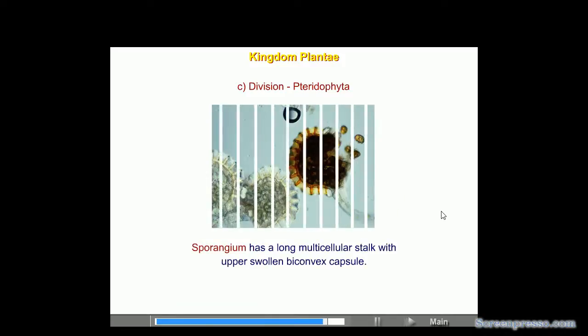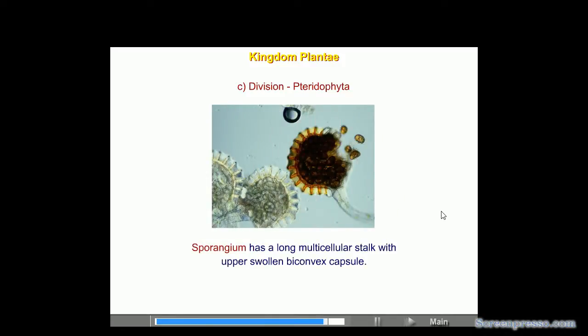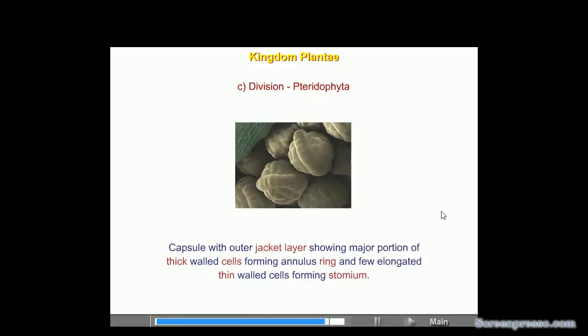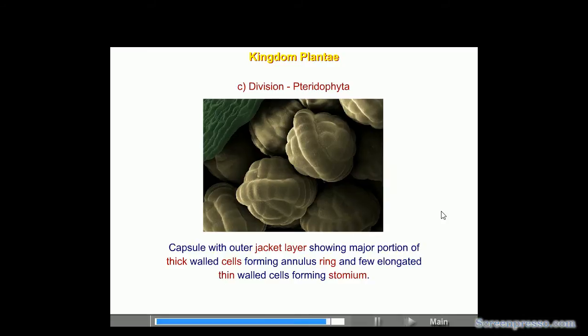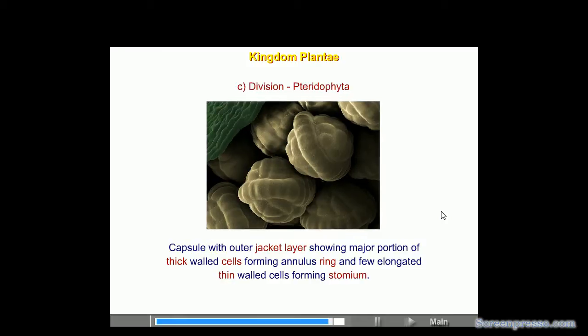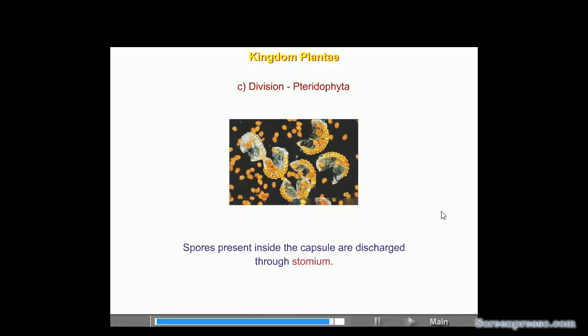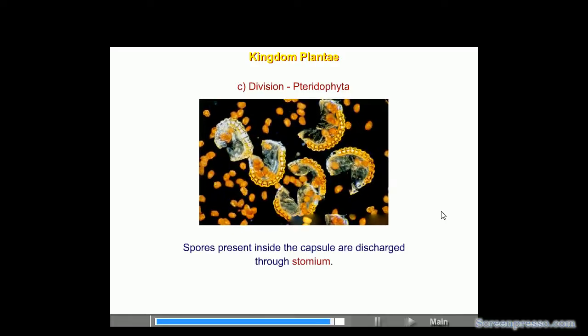Sori are green in color in young condition and become brown at maturity. Sporangium has a long multicellular stalk with an upper swollen biconvex capsule. Capsule with outer jacket layer showing a major portion of thick-walled cells forming the annulus ring and a few elongated thin-walled cells forming the stomium. Spores present inside the capsule are discharged through the stomium.